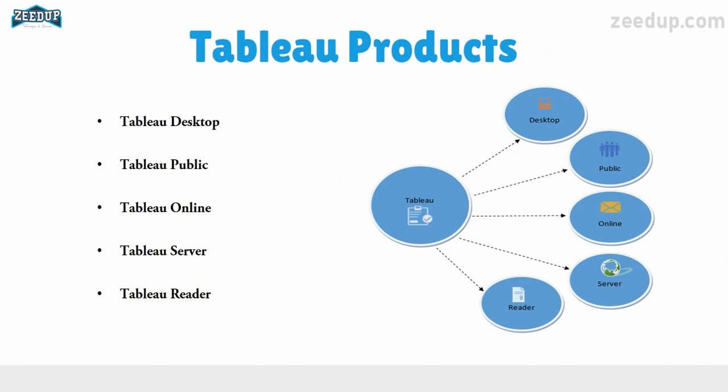So actually we have different products of Tableau. These are commonly referred to as the Tableau product suite. So this is the Tableau product suite, in which we have 5 products. These include Tableau Desktop, Tableau Public, Tableau Online, Tableau Server, and Tableau Reader.